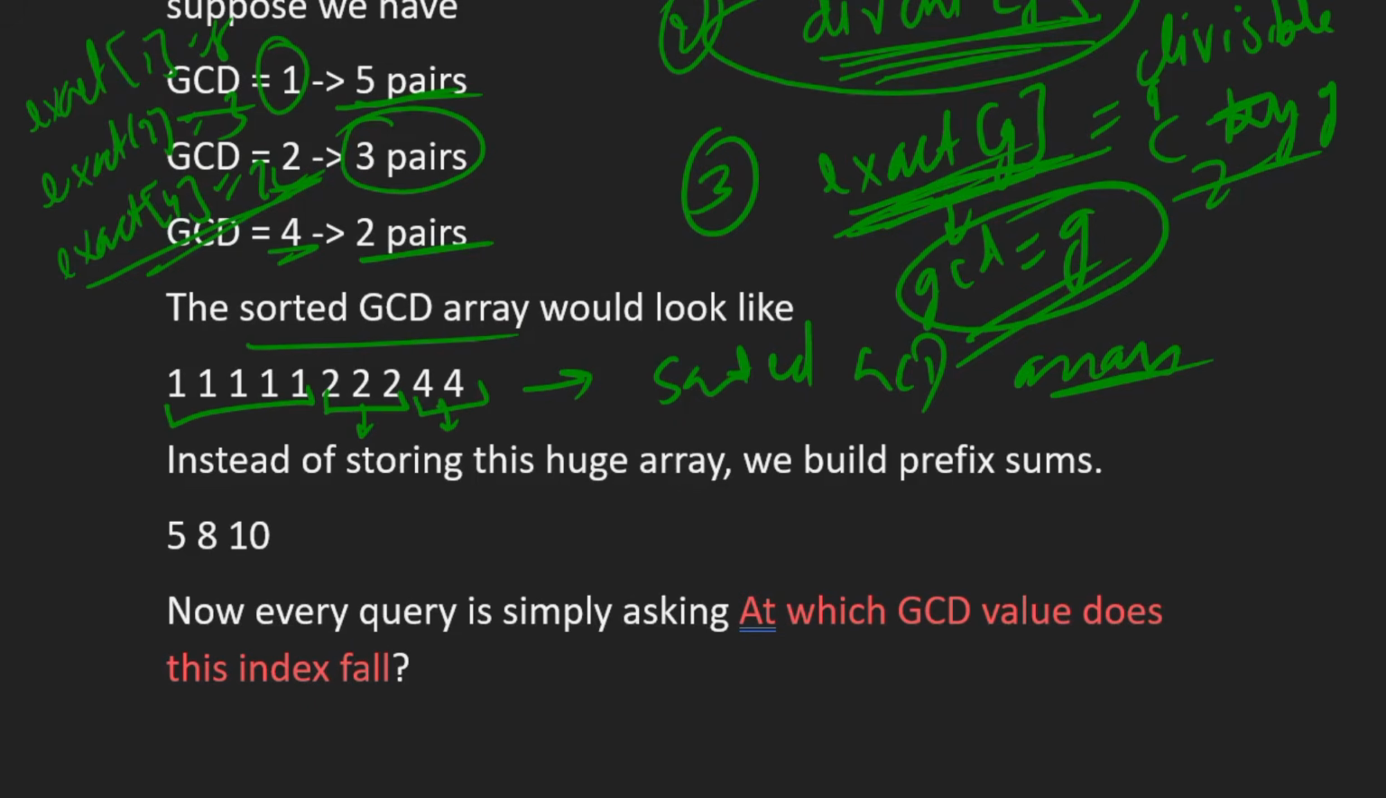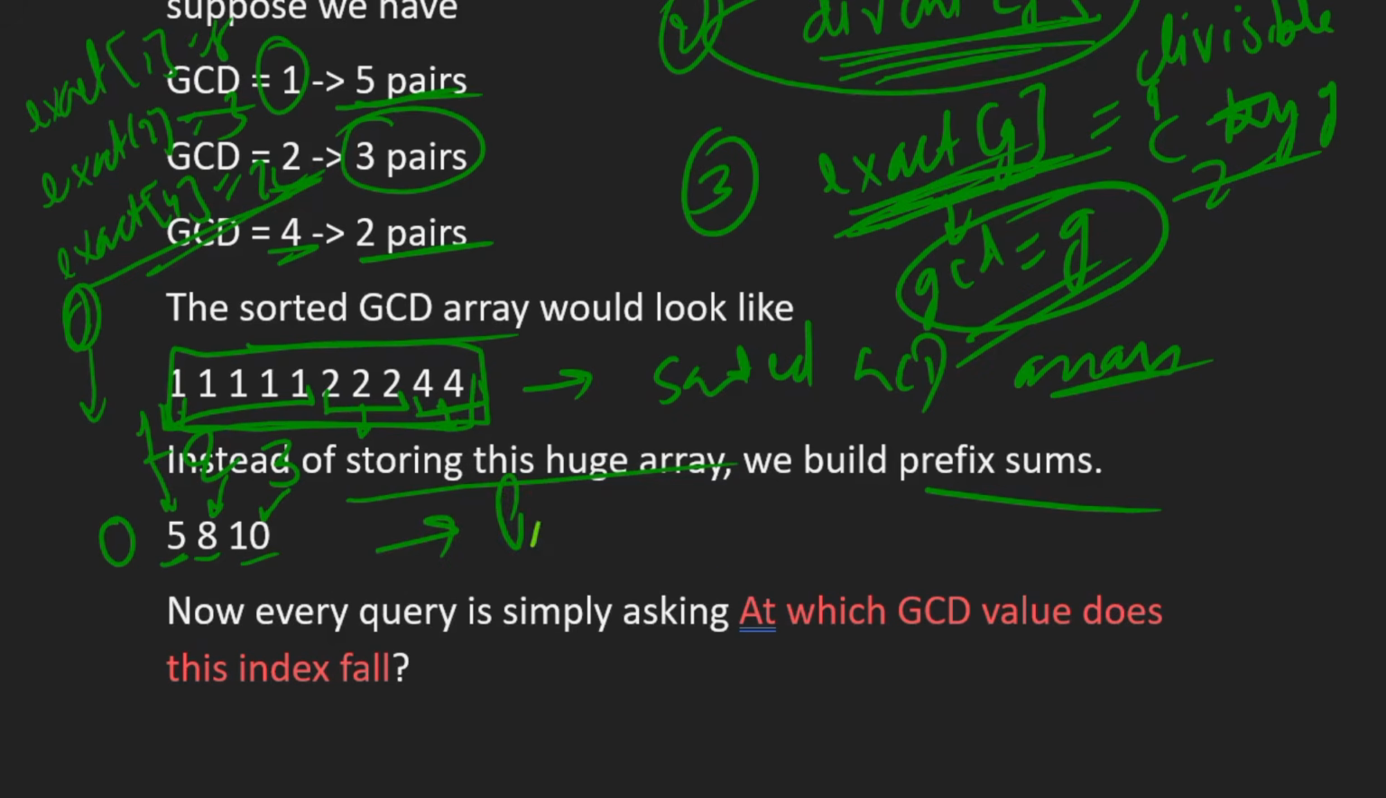So now, instead of storing the total array, what we'll do is build the prefix sums, right? How many pairs have GCD 0? 0. How many pairs have GCD equal to 1? 5 pairs. How many pairs have GCD equal to 2? 8. How many pairs have GCD equal to 3? That is 2. But we'll take all the values, so 10.